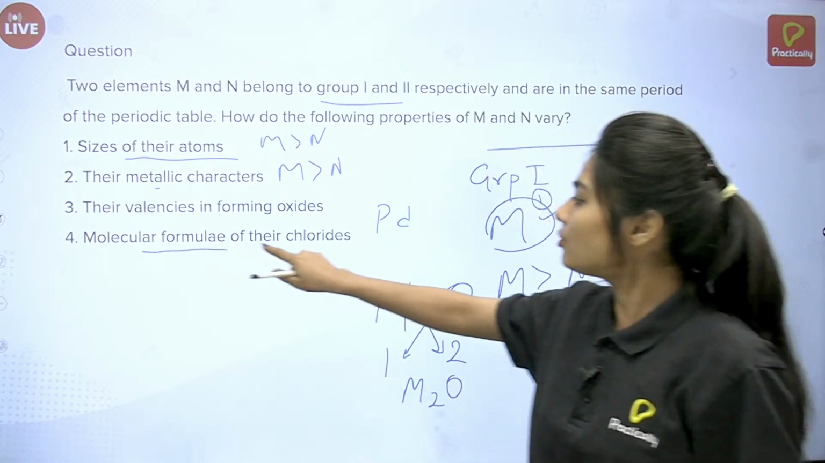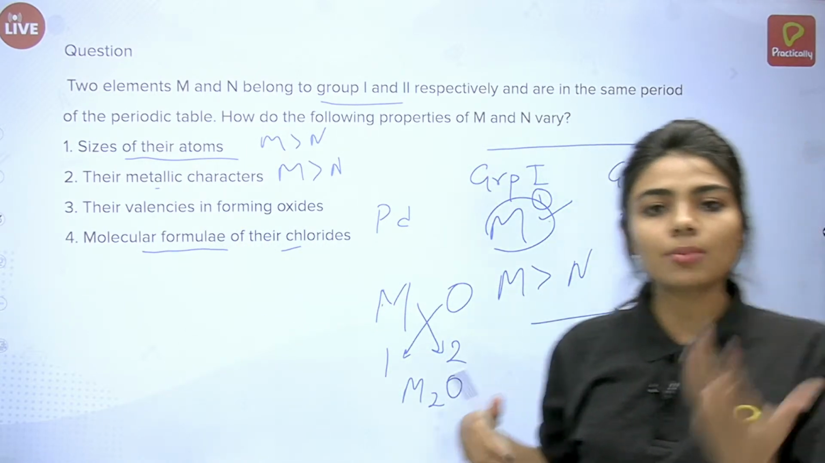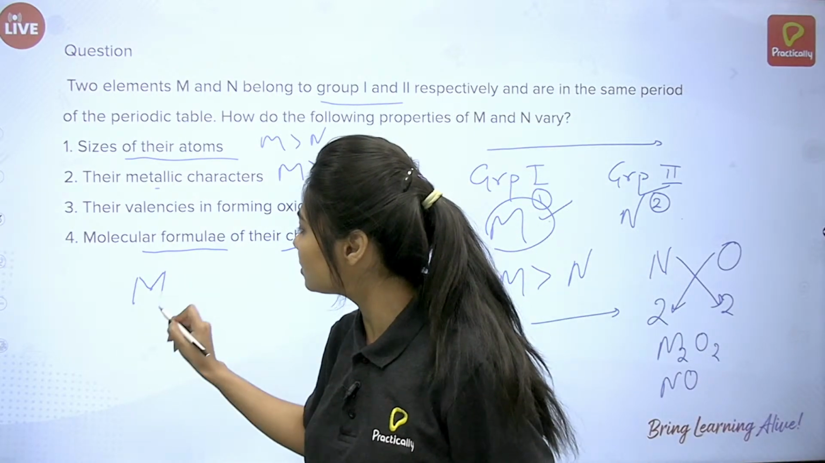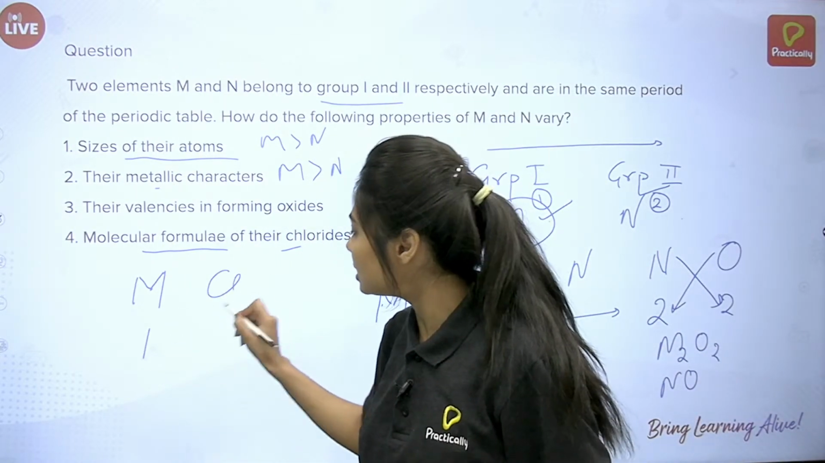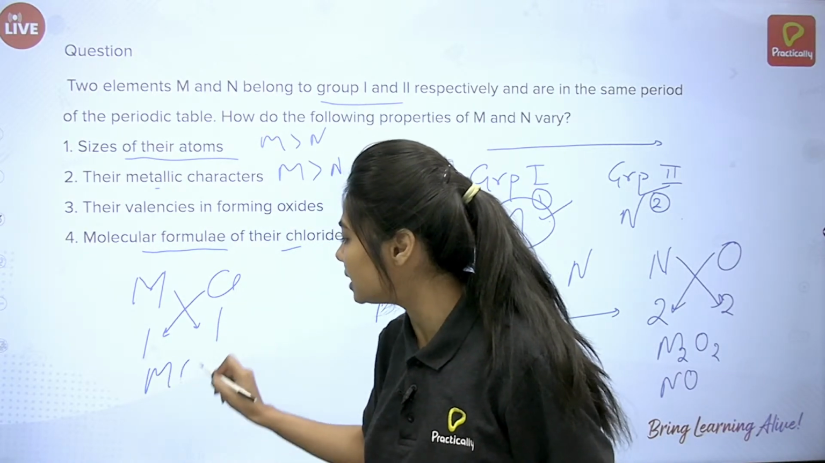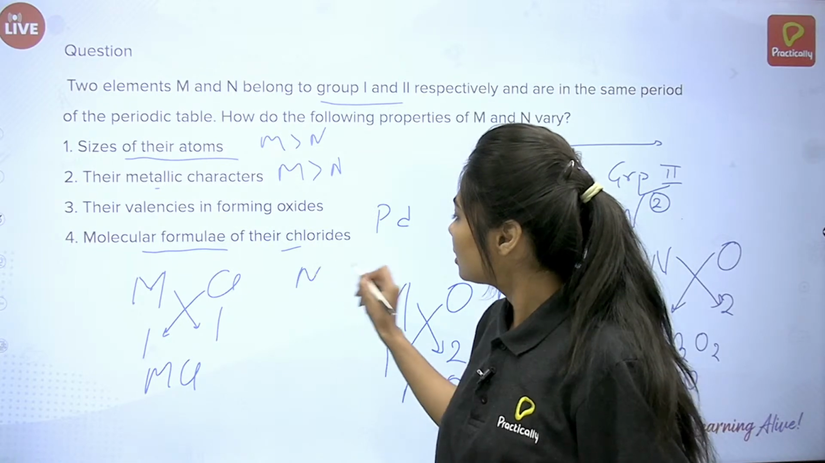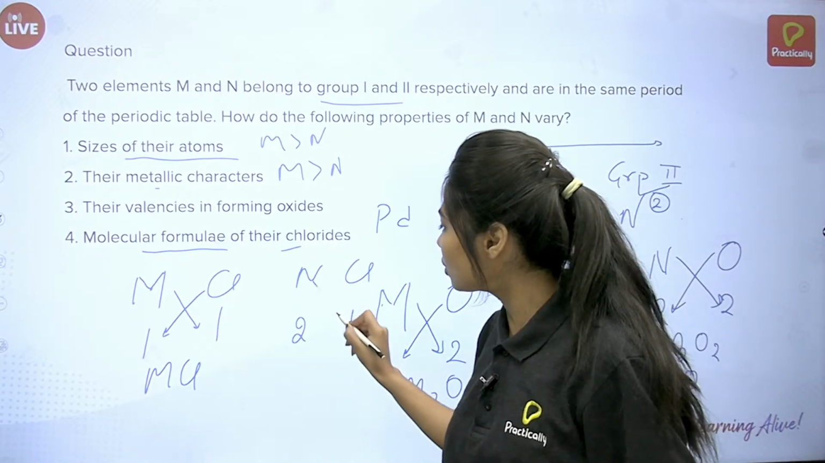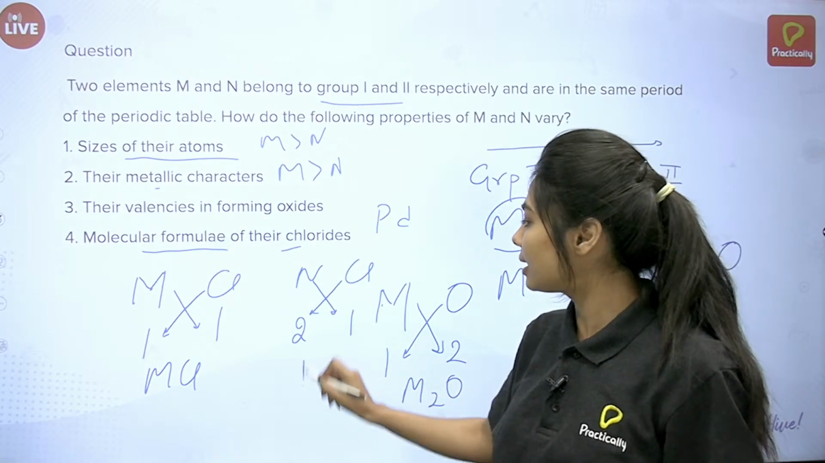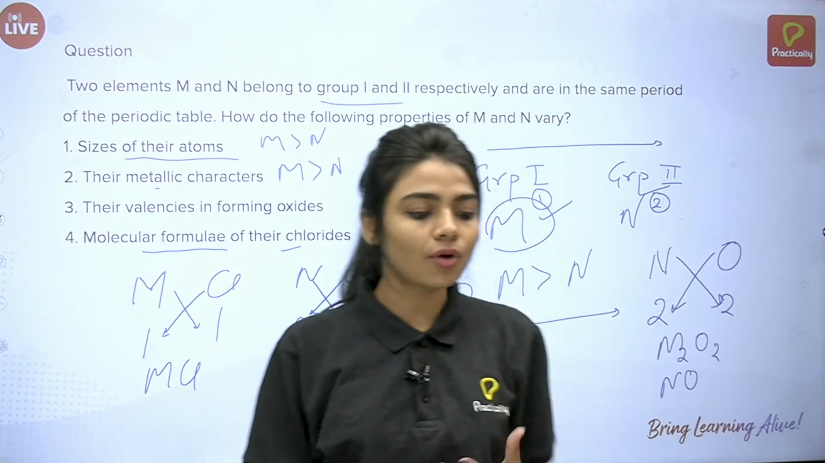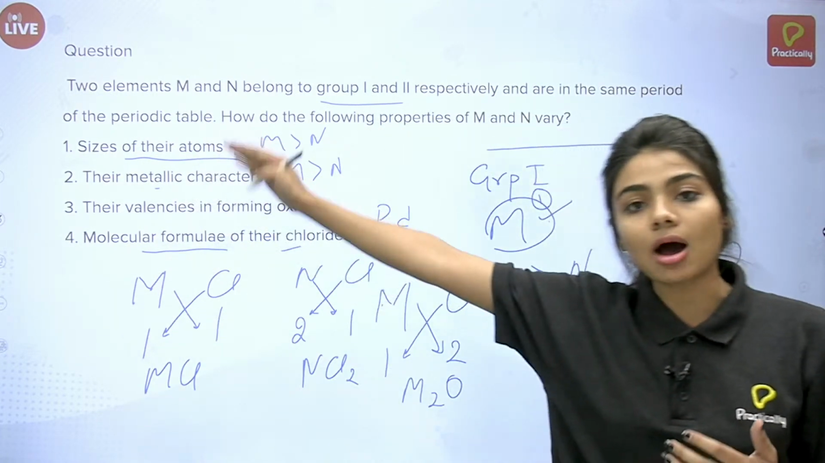Next, molecular formula of their chloride. What will be the molecular formula of their chloride? Simple. So for M, the valency will be 1. For chloride, the valency is also 1. So cross multiply it, you will get MCl. For N and Cl, valency of N is 2. For Cl 1, cross multiply it, you will get NCl2. So these are the formula of their chloride. This is how you need to answer.